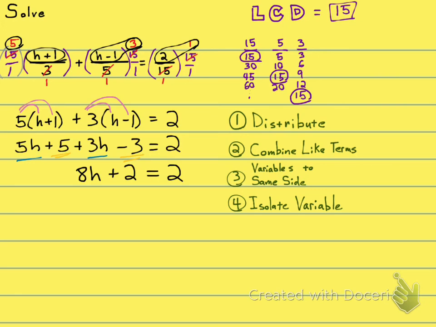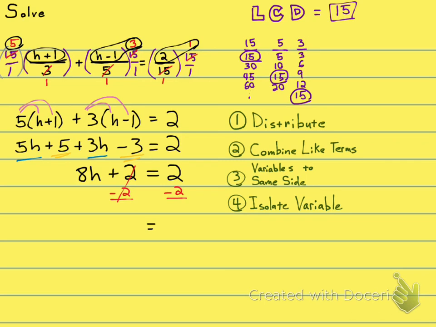We need to get this grumpy h all by himself. We're going to get rid of the 2 and the 8, this plus 2 and this times 8. You get rid of the farther one first. So we are going to subtract 2 from both sides. At this point, some people are going to make a mistake. They see that 2 minus 2 on the left cancels out, turns into a 0.